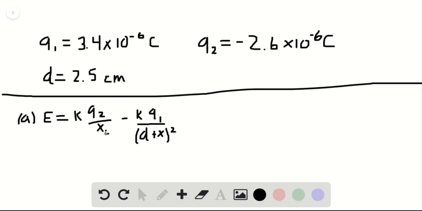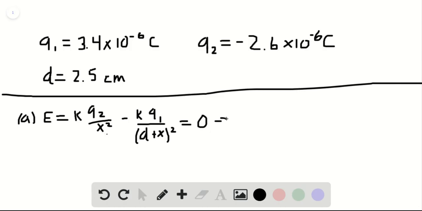I'm sorry, this isn't x2 here. This is x squared, right? Because it goes as the inverse square law. It's not a subscript. That's supposed to be squared. Okay? And then we want to know where this is equal to 0. So we've got to set this equal to 0.